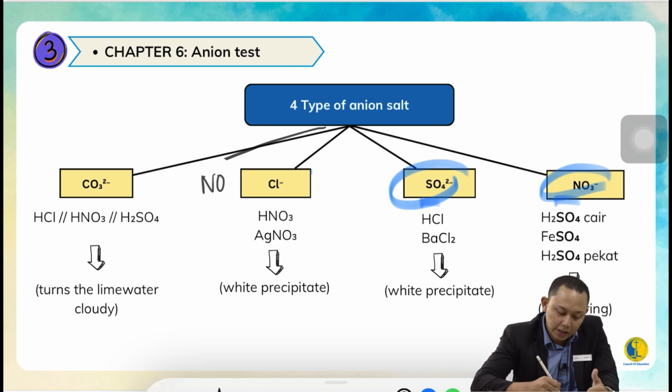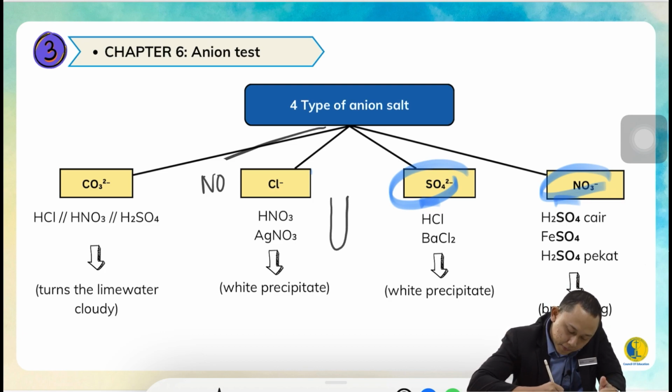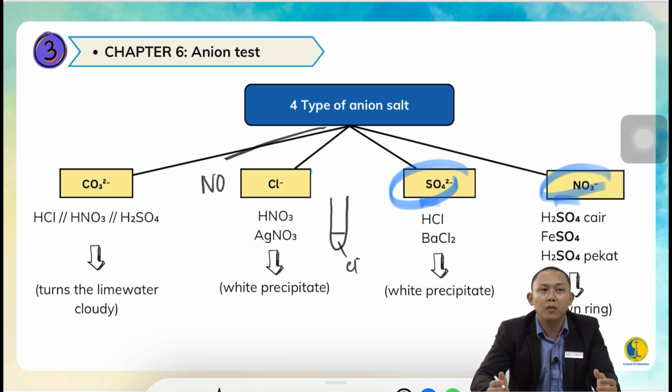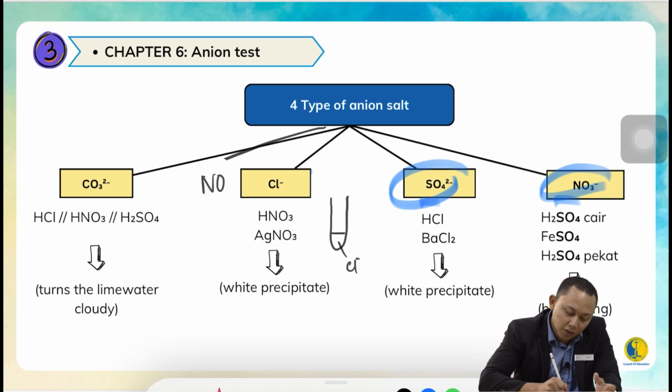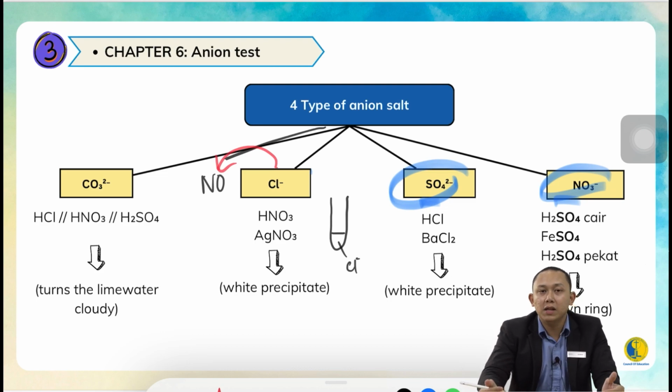Alright, so let's say you have your sample here. Your sample here might contain Cl. You don't know yet, because you need to do tests only, then you know. So first of all, you're gonna add a acid. But what kind of acid that you need to add? Now we need to look on our previous anion, which is NO. Correct now? We need to look on our previous, which is NO.